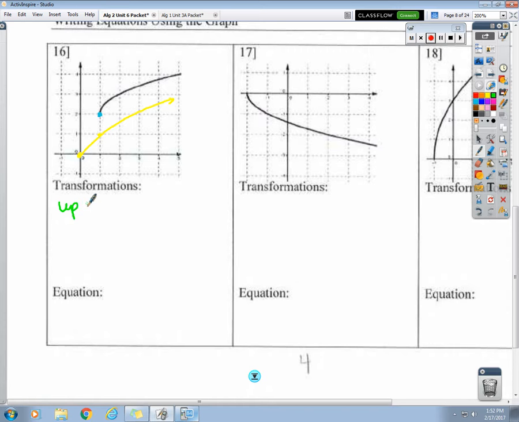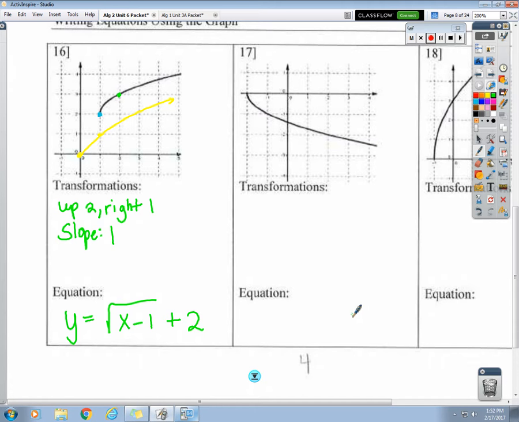So how is ours different? It also shifted right 1. Is that the only thing? Did the slope change at all? No, because look, from here, you still have to go up 1 over 1 to get to that next point, correct? So the slope is still 1. So to write this equation, it's y equals the square root. To represent right 1, don't you put x minus 1 up underneath the root? And to represent up 2, you put plus 2.